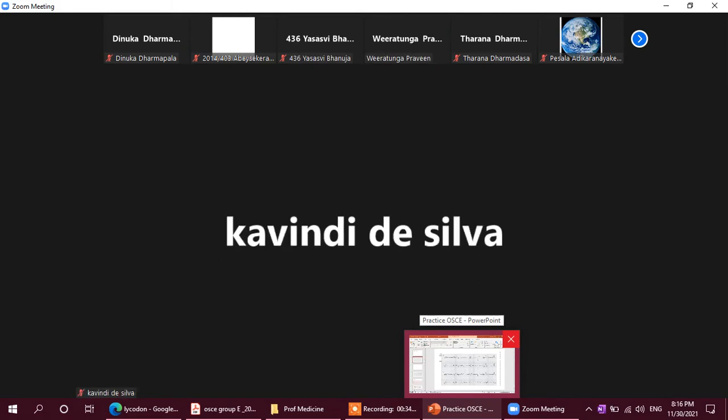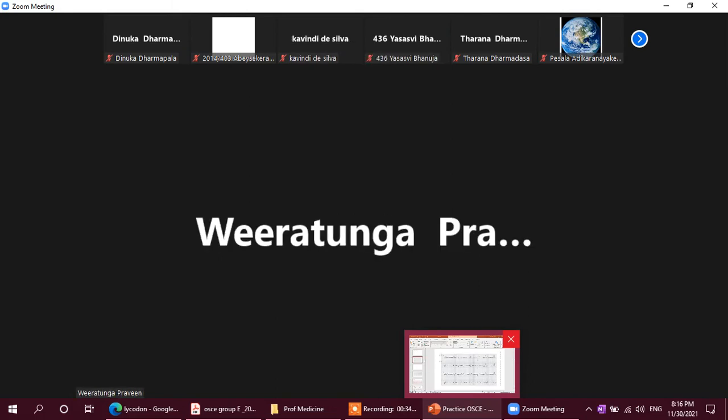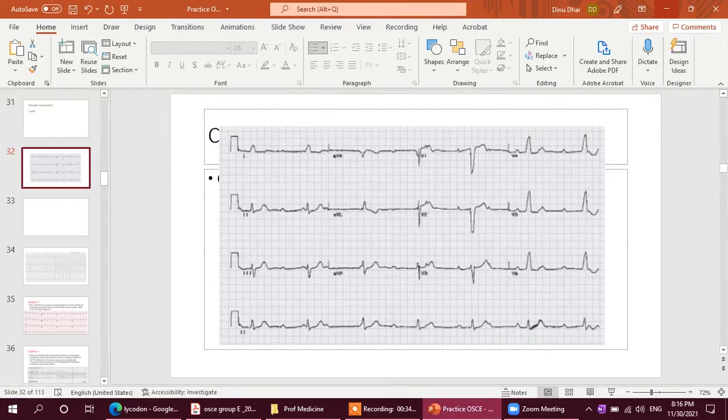Okay. So in second degree AV block, there is another group of patients who have a very fixed ratio between the P wave and the QRS complex. That is, three P waves to one QRS complex, right?